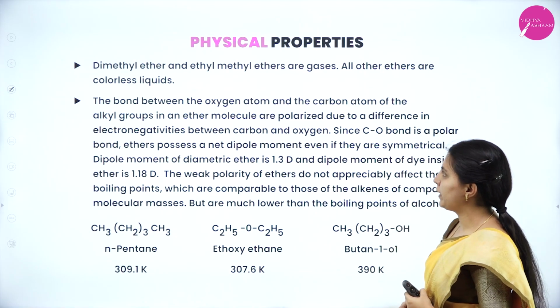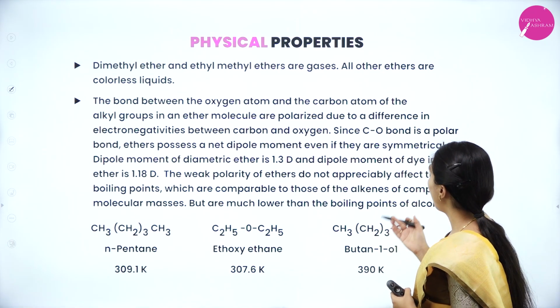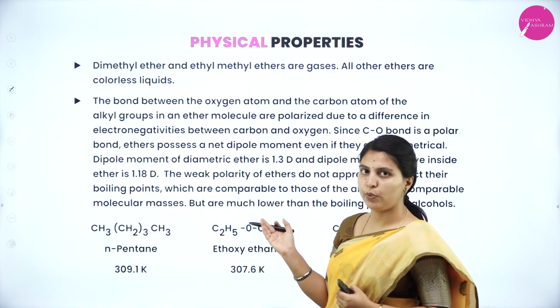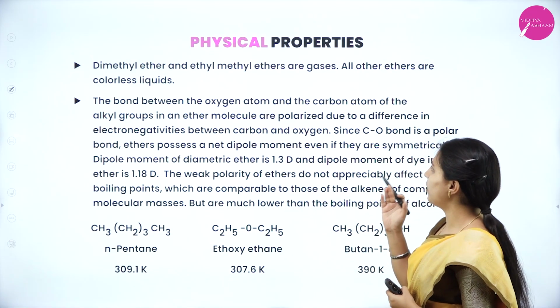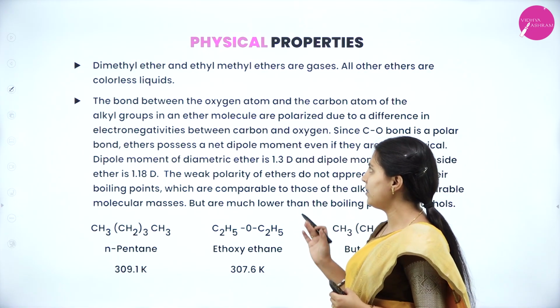Next, physical properties. Dimethyl ether and ethyl methyl ether are gases. All other ethers are colorless liquids. The first two members, the lower members of ethers, are gases. All other ethers are colorless liquids.